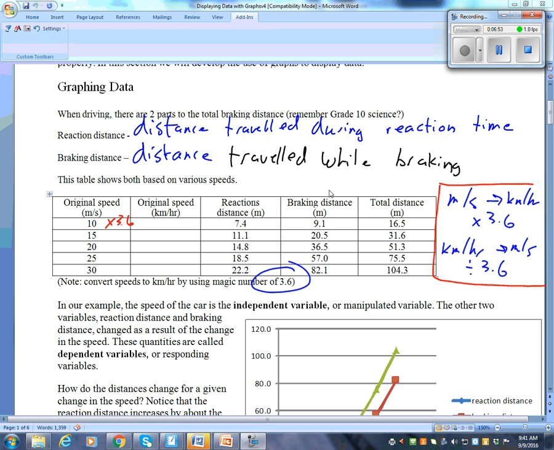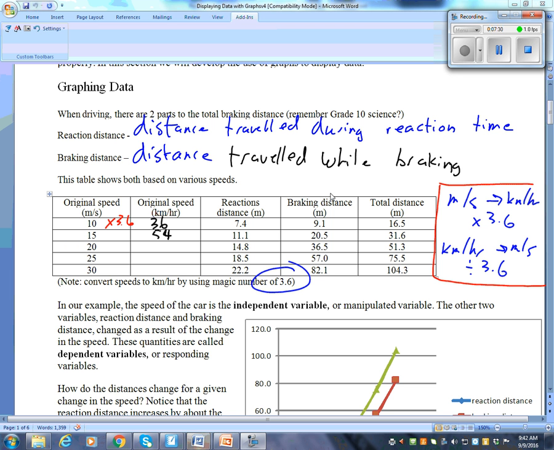So what's 10 times 3.6? I'm really hoping no one went 3.6 times 10, but I know some of you did, and then felt silly when you did it. Just to make sure: 36 kilometers an hour. So if you're going 10 meters per second, that's only 36. 15, help me out here. 54. So 54 would be a little over the limit in town.